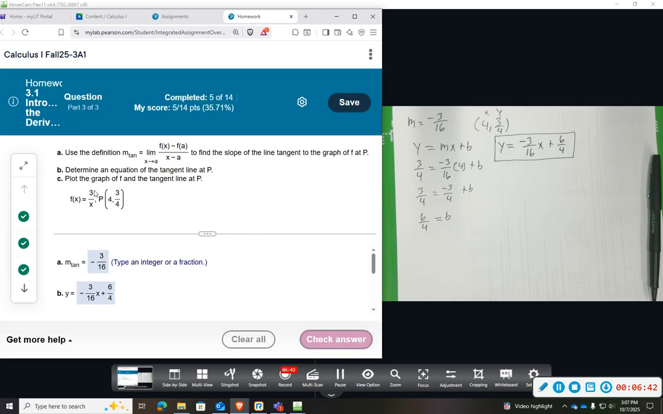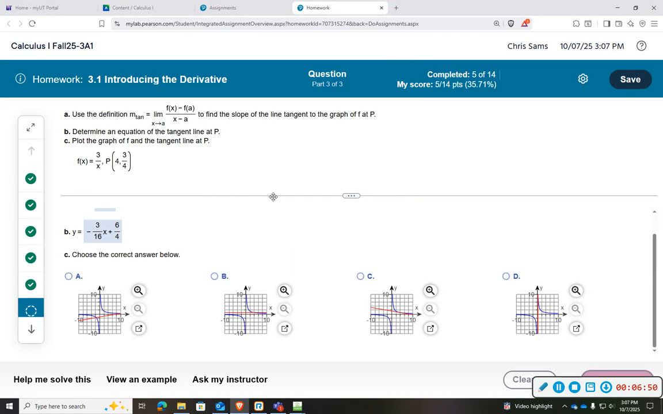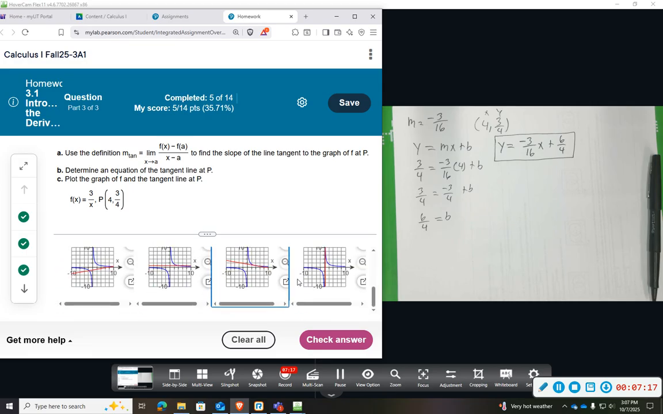Alright, and then part 3, it says plot the graph of f and the tangent line at P. So if we look at our graphs, we want to plot those points. So if we notice our slope is negative, so I'm looking for a red line to be going down from left to right. That one doesn't match. This one is horizontal. This one is the right direction. This one is not. So just strictly based on the slope of our tangent line, we can get that C would be our correct graph. It's just kind of hard to see all that.